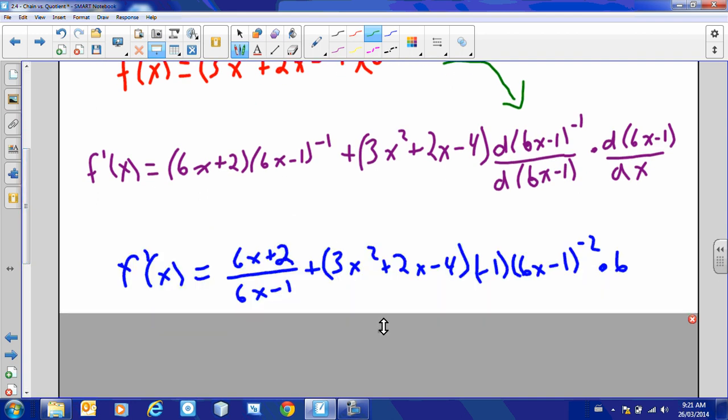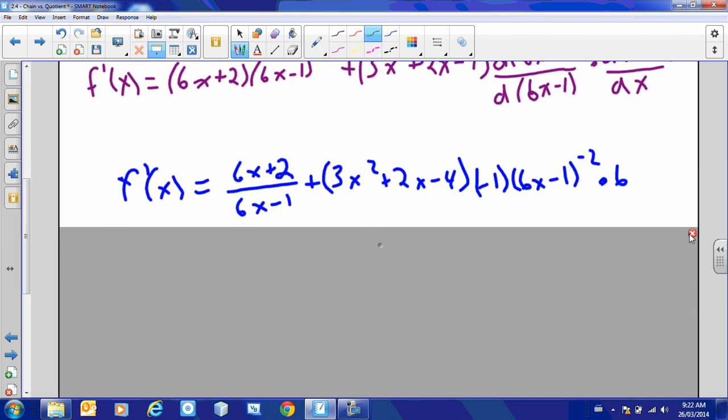And so 6x plus 2, when we have the negative exponent, that means really this is in the denominator, so rewritten here with the denominator, unchanged, and then this simplifies. The exponent gets multiplied out front, so there's your -1. Subtract 1 from the existing exponent, we have a -2, and the derivative of 6x minus 1 is just 6.